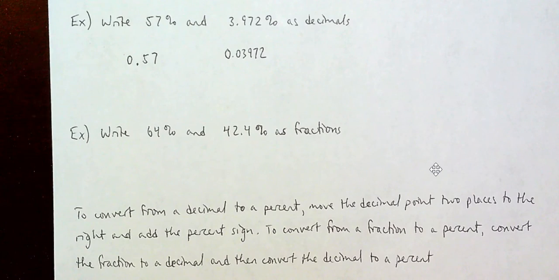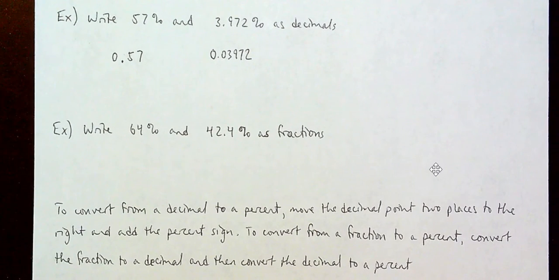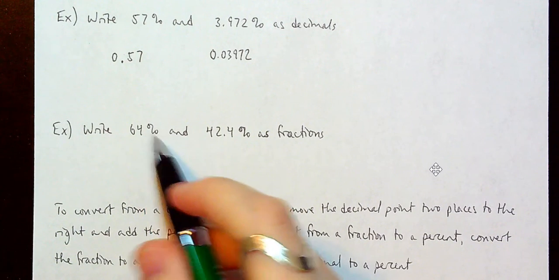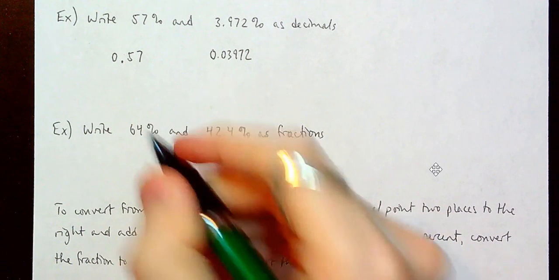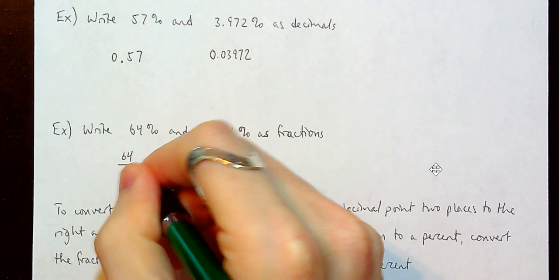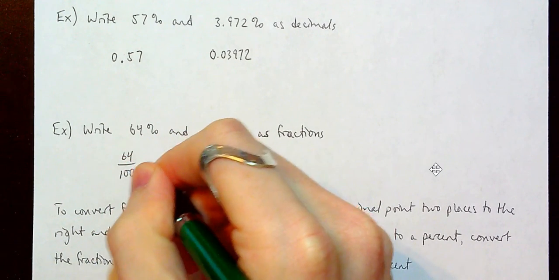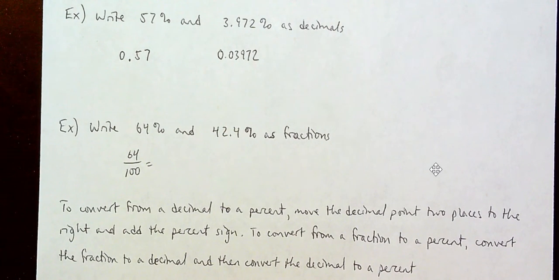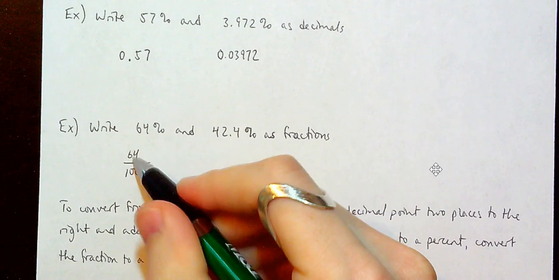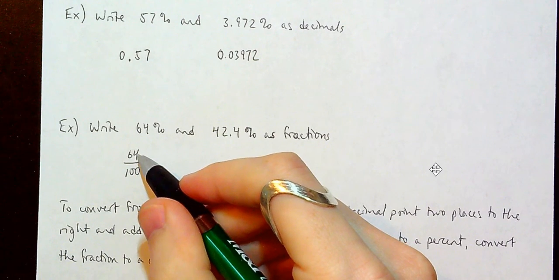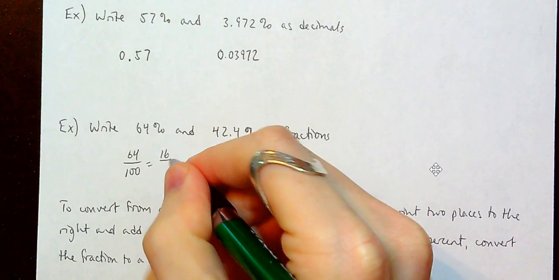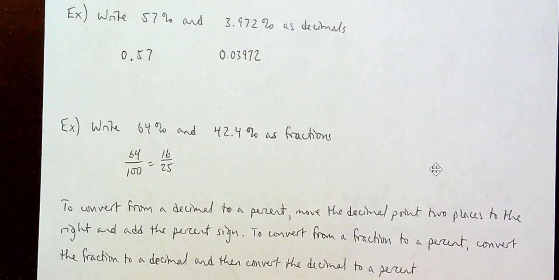Write 64% and 42.4% as fractions. So to write this as a fraction, kicking it off with 64%, I'm going to take that percentage, minus the percent sign. I'm going to put that over 100. And now we reduce as needed. I can cancel out a common factor of 4 that the top and bottom each have, and that gets me 16 over 25.